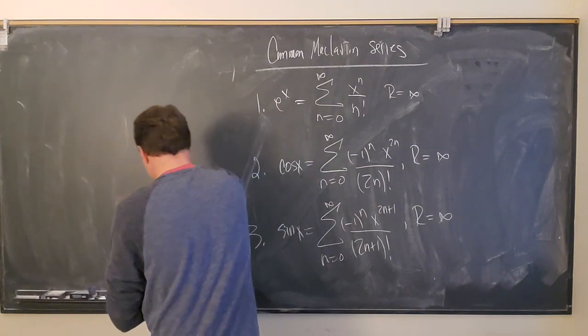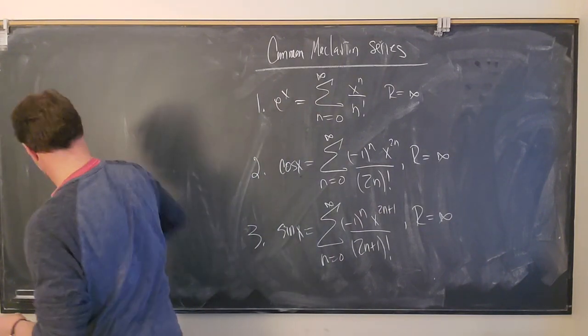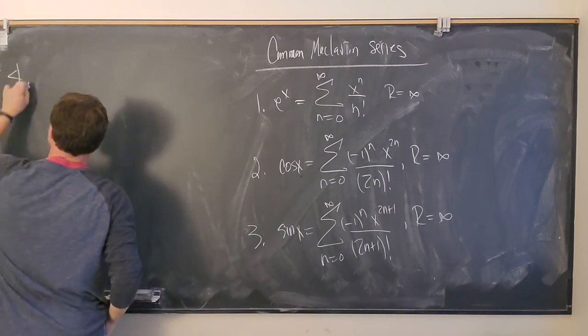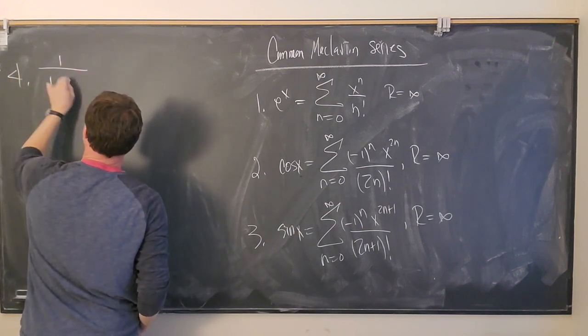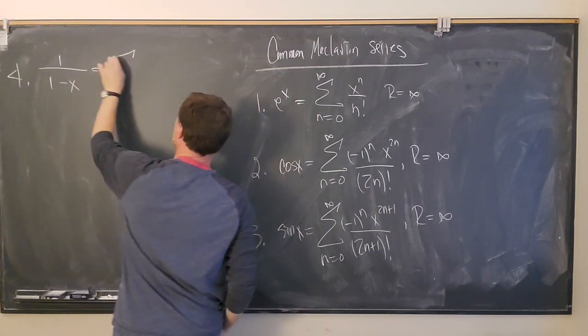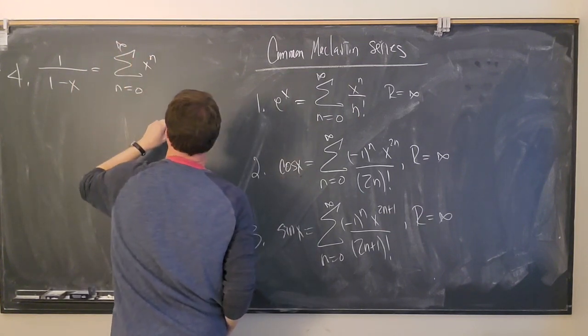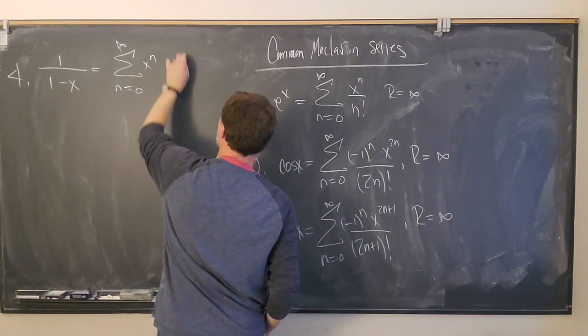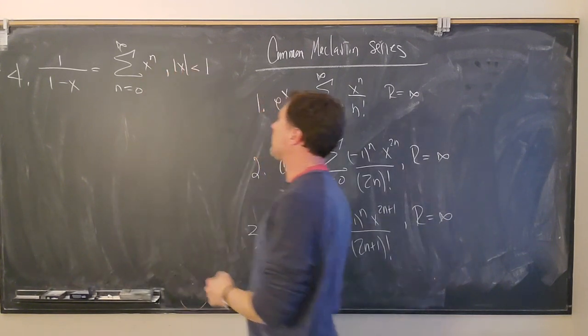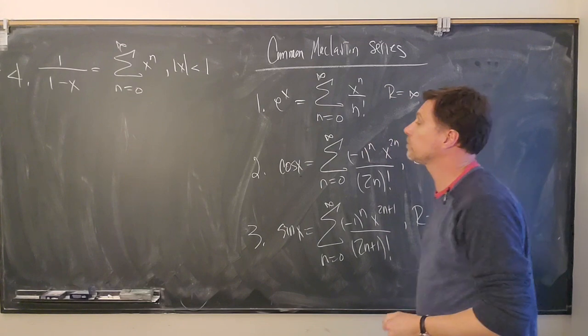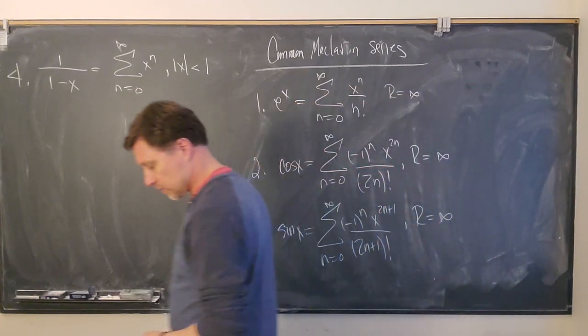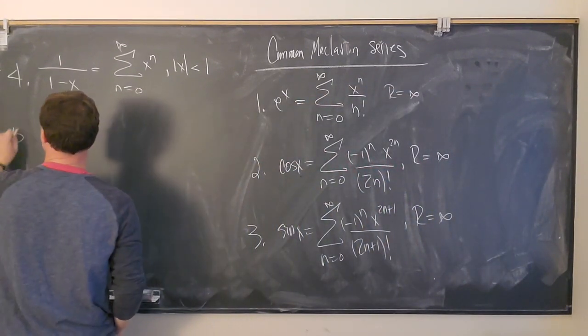And then a few more that we've developed. So number 4, that's our geometric series. 1 over 1 minus x equals sum n equals 0 to infinity x to the n. And this one now has a radius of convergence of 1. So that holds as long as absolute value of x is less than 1. The next one, we also did this one.